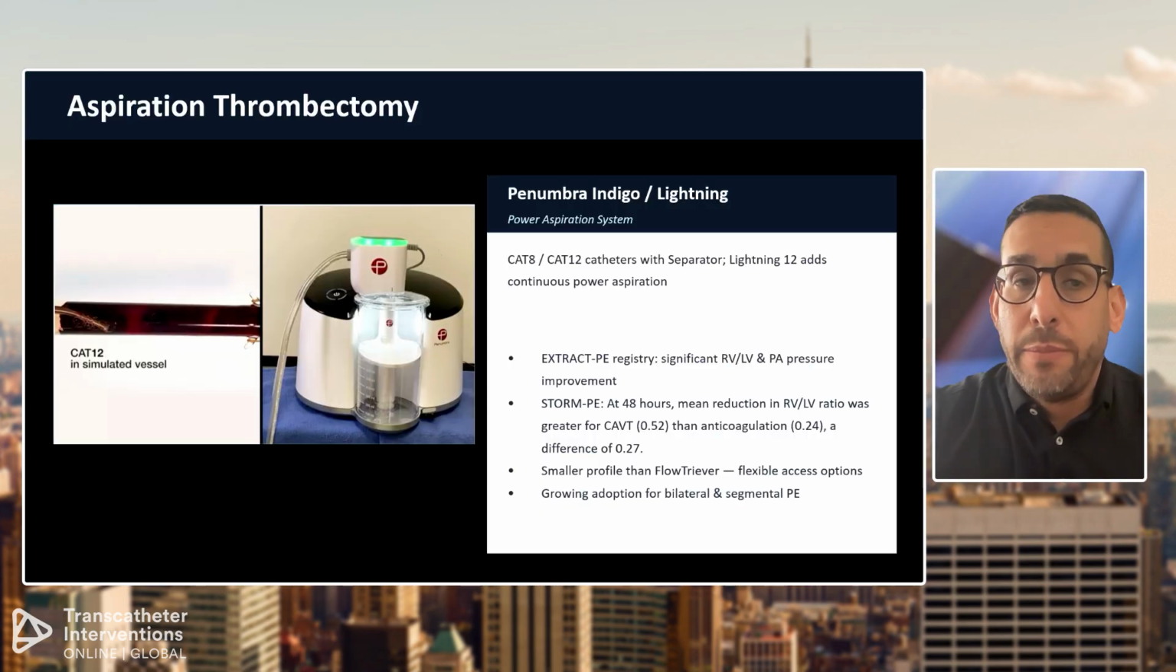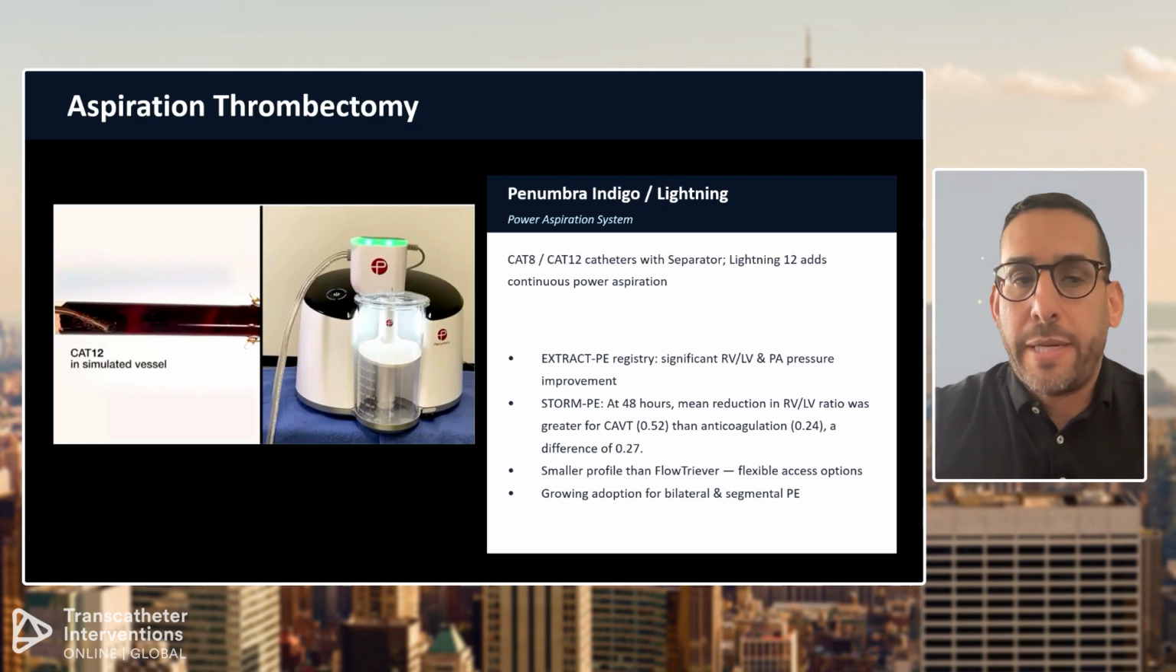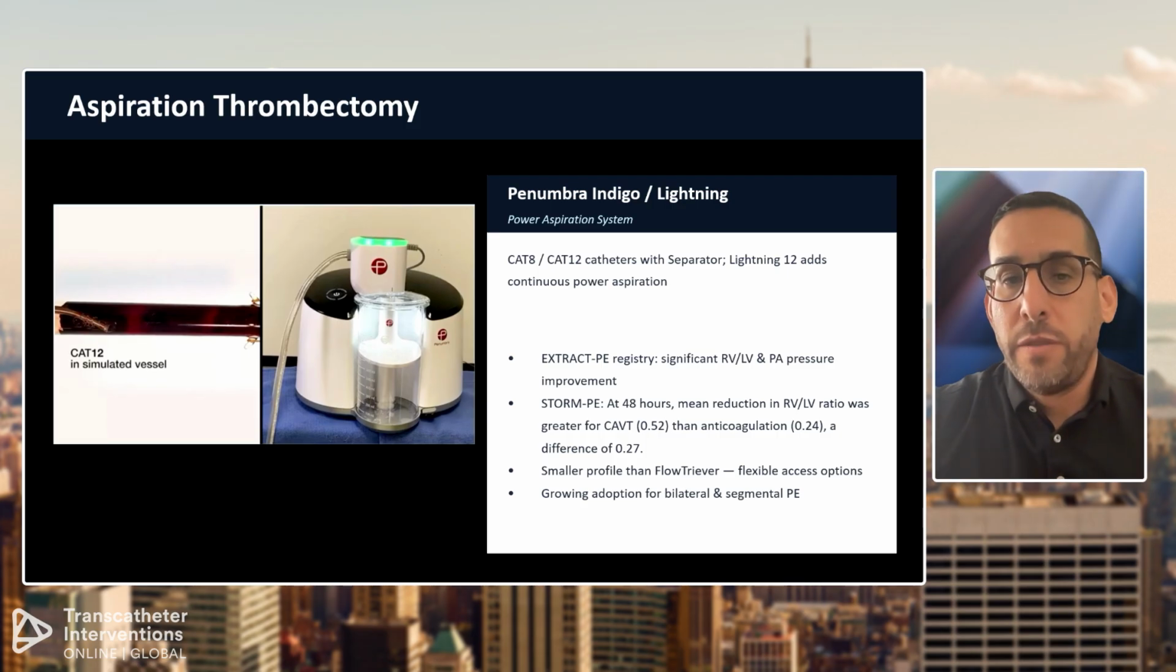This is another very commonly used device, at least here in the United States. This is the Penumbra Indigo. This is a smart device. It's referred to commercially as the Lightning. It comes in several iterations, the Cat 8, 12, and now they have a 16 as well. They do have some registry data with EXTRACT, STORM-PE, and it is a smaller profile than the FlowTriever.